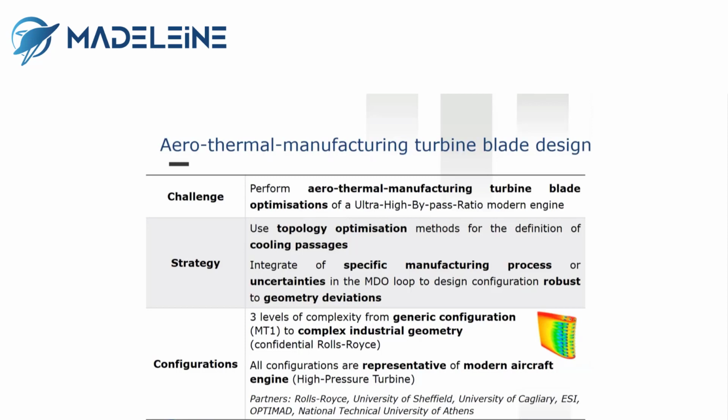The second objective was to integrate specific uncertainty or specific deviation from the initial shape in the MDO process to perform a robust design optimization of this representative turbine blade. As for the fan test cases, we have defined here 3 different levels of complexity, from a generic configuration, NT1 here, to a complex industrial geometry provided by Rolls-Royce. In this case, Rolls-Royce, University of Sheffield, University of Cagliari, ESI, Optimad, and the National Technical University of Athens worked together on different configurations.